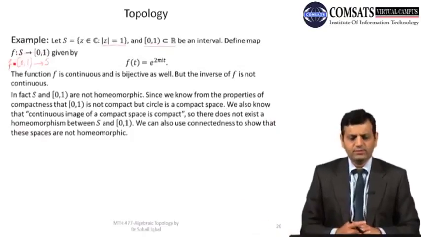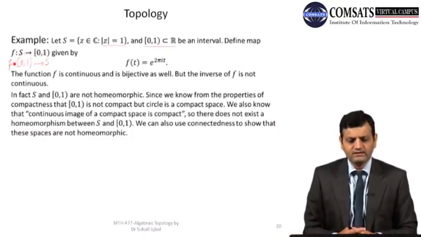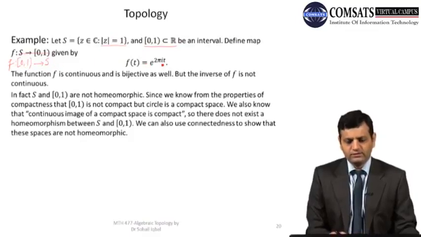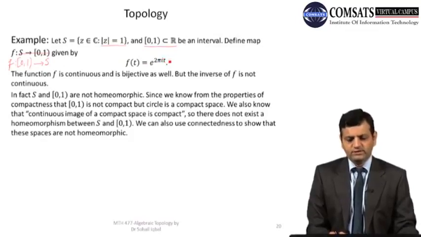So let's consider another example. Take this set S to be the collection of complex numbers with their mod equal to 1, and take this interval 0 to 1, which is half open, half closed, and define this map from 0, 1 to S in the following way: f of t is equal to e raised to power 2 pi i t. The function f is continuous because we know that this is the exponential function, and it is bijective as well, but the inverse of f is not continuous.